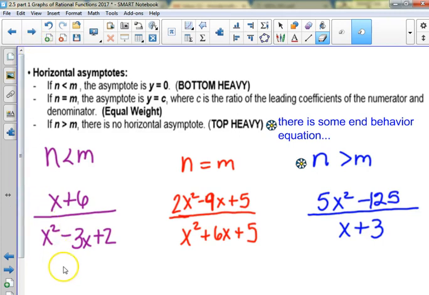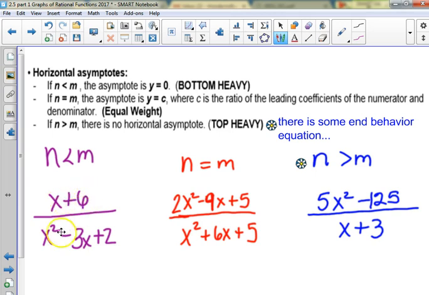So here's examples. Degree what on the top here, guys? Degree 1 over degree 2. So it is bottom heavy. And then it says it should approach y equals 0. This should kind of make sense. If we put an incredibly large number in, let's just say even 1,000, okay? We'd get 1,006 on the top, right? But we're dividing by 1,000 squared.